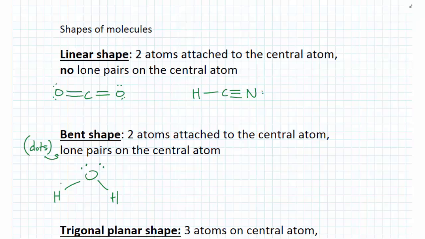Okay? So dots on a central atom will push the other bonds towards each other because those dots need to take up their own space. Okay? So sometimes what we like to do is draw big balloons around them, just as a reminder. But those lone pairs take up space just like a bond.